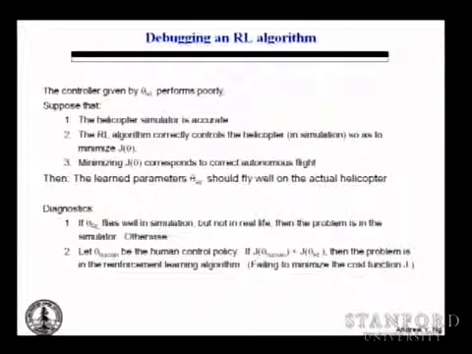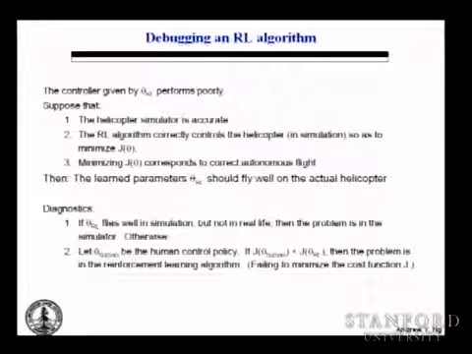Otherwise, let me write theta subscript human be the human control policy, right? So let's go ahead and ask a human to fly the helicopter. It could be in simulator, it could be in real life. And let's measure the mean squared error of the human pilot's flight. Right? And let's see if the human pilot does better or worse than the learned controller in terms of optimizing this objective function J of theta.